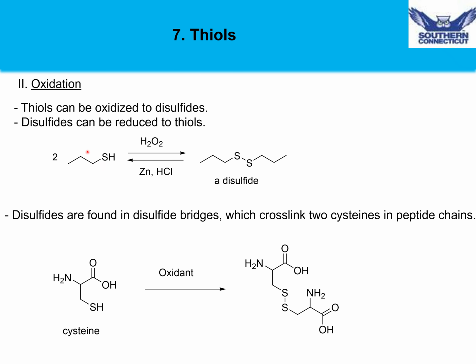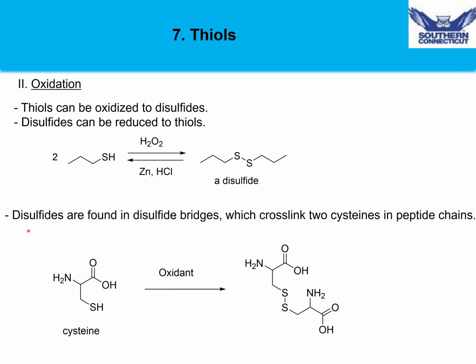Thiols can be oxidized with mild oxidizing agents such as hydrogen peroxide to produce disulfides. Disulfides can be converted back to thiols by using reducing conditions such as a metal and an acid. For example, we can use zinc and HCl to perform this transformation.